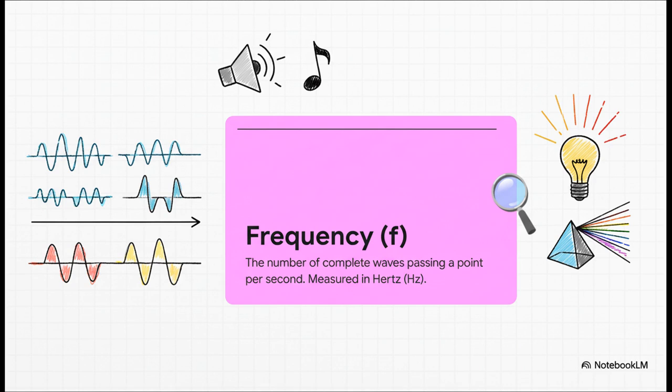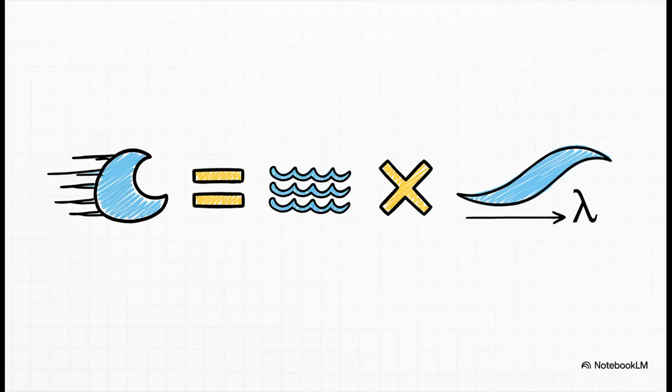For light, a higher frequency actually changes the color we see. Now here's the magic. This is where it all comes together. Those three things we just talked about, speed, frequency, and wavelength, they're all linked in this beautiful, simple equation. The speed of any wave is just its frequency multiplied by its wavelength. This little formula is one of the absolute cornerstones of physics.